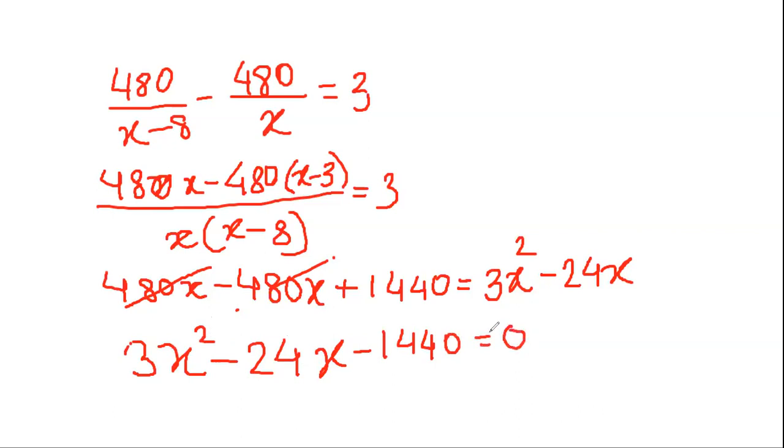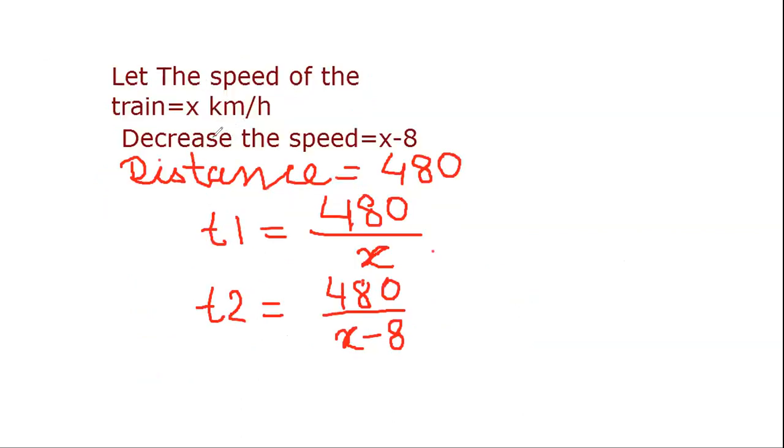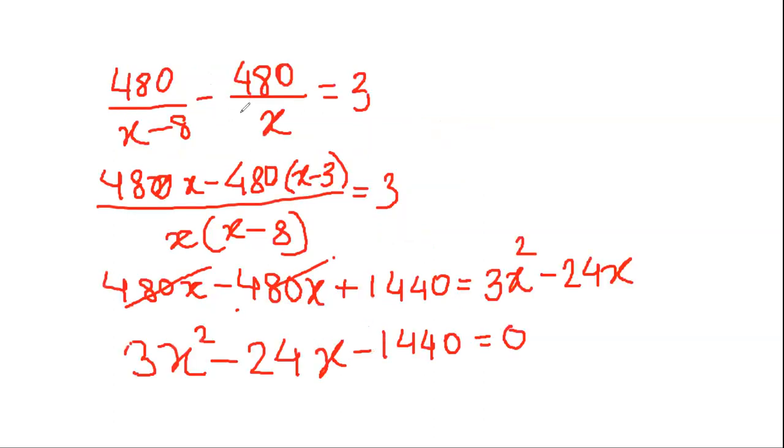I hope you understand. Just revise the thing. First of all, let the speed be x kilometer per hour. When you decrease the speed, it becomes x minus 8 kilometer per hour. Then the distance is given as 480 kilometer. Now, T1, time equals to what? Distance upon speed. So 480 upon x. Then the other time, 480 upon x minus 8. Then subtract these values. Just do the calculation, then you get the answer 3x square minus 24x minus 1440.